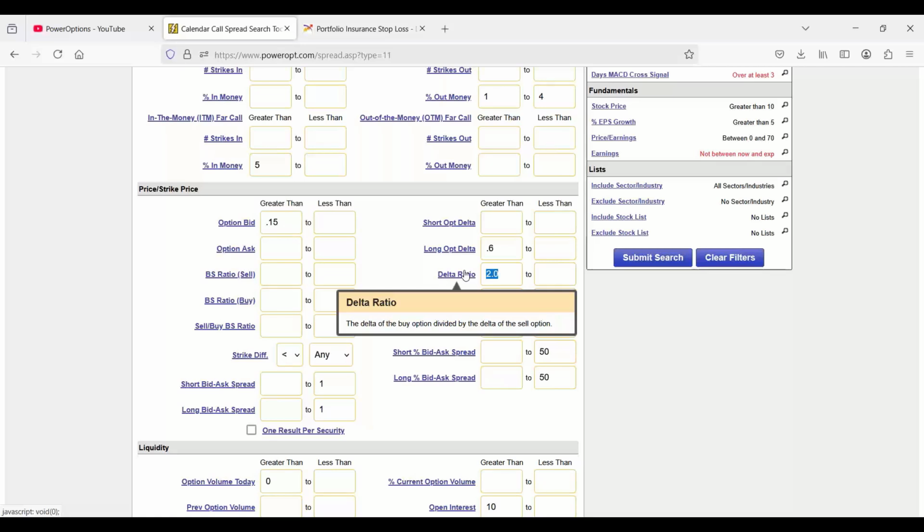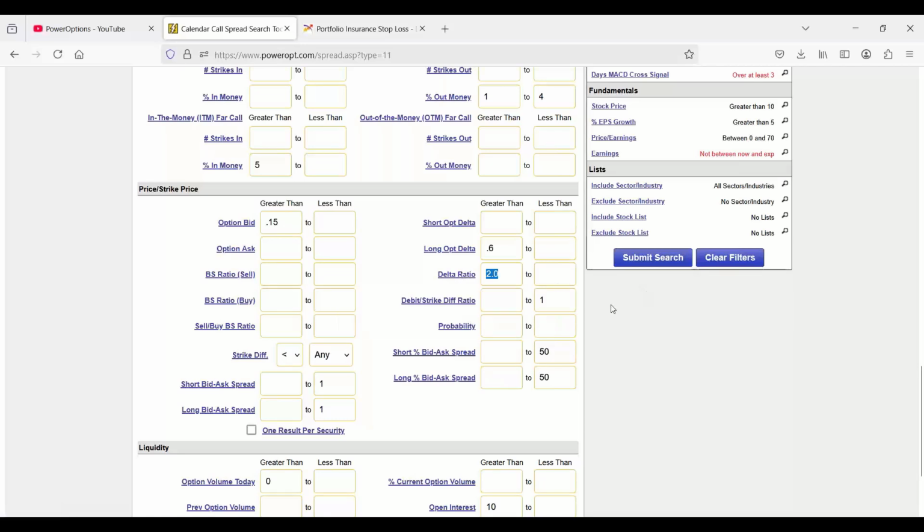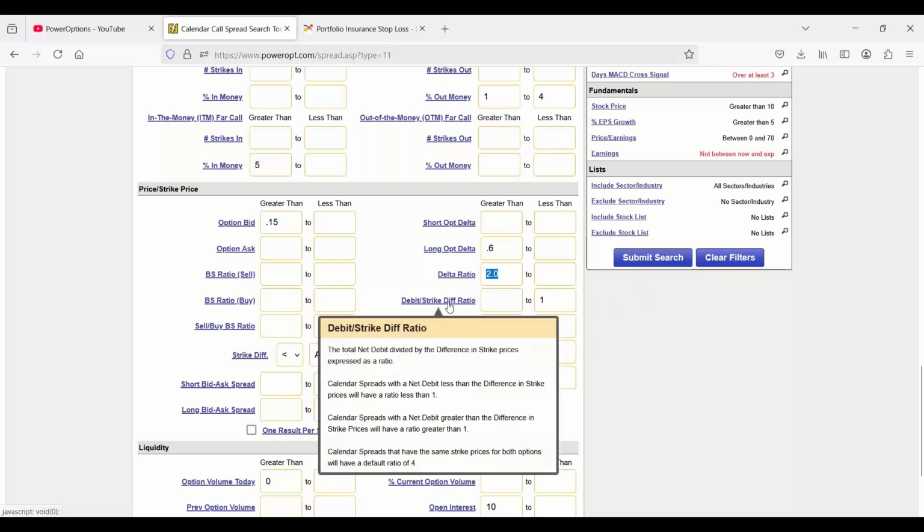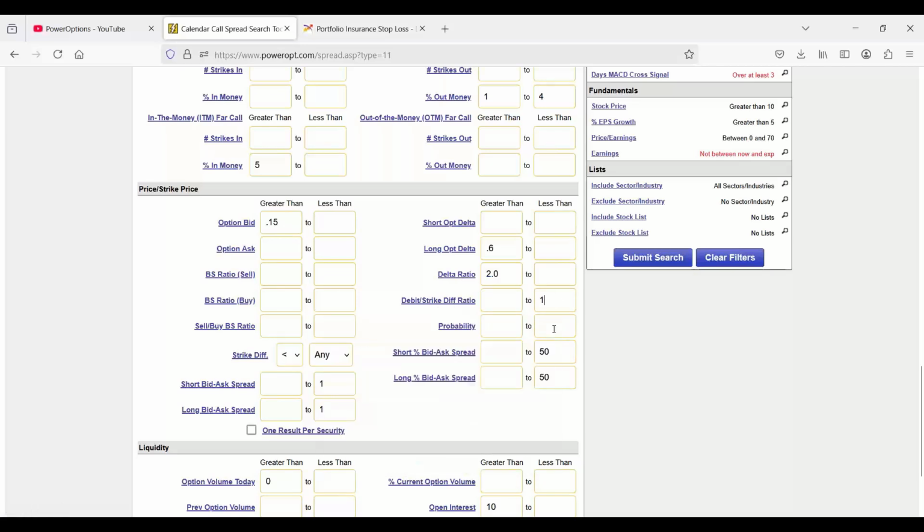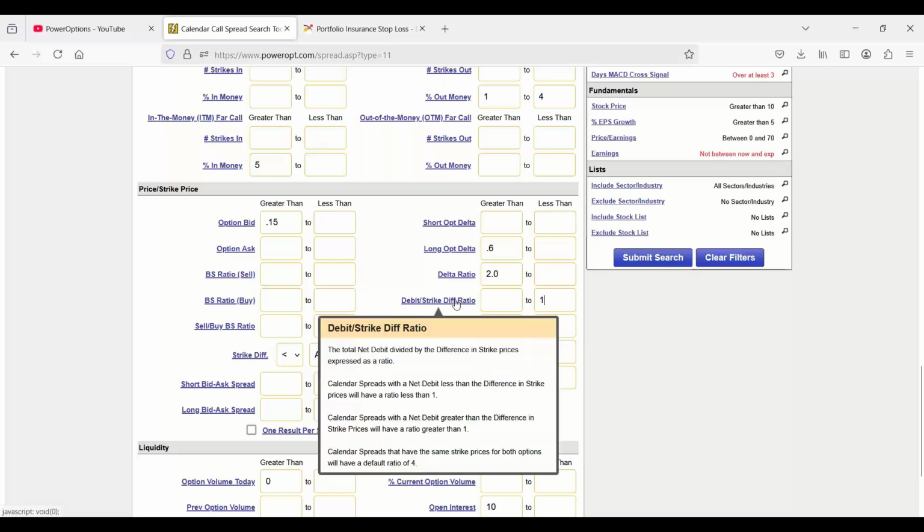working in my favor. Now, I might not be seeing a decay to try to scrape as you're talking about. You might want to look for a more neutral position. And also very important on the calendar spreads, I use a debit to strike difference ratio of less than 1. What does this mean? This is the net debit that you're paying into the position divided by the difference in strike prices. I always want that to be less than 1 because I always want to be paying less than the difference. If I have a 10 strike difference on a calendar spread, I'm selling a 100 strike and buying a 90, my debit has to be less than $10.